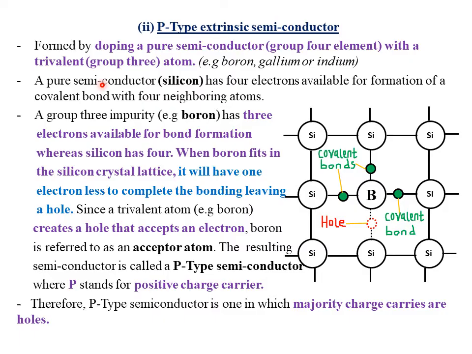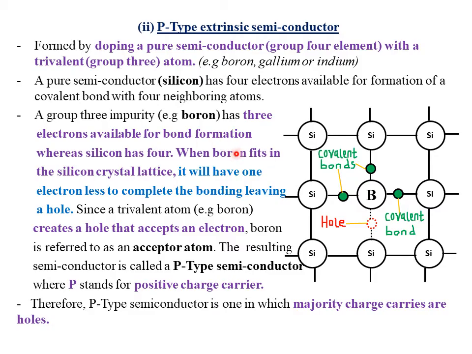Now, a pure semiconductor, for example, silicon or germanium, or simply put a group 4 element, usually has 4 electrons available for the formation of a covalent bond with 4 neighboring atoms. For example, in this case, we are using boron and silicon. So, a group 3 impurity, or what we are calling a trivalent atom, for example, boron, has 3 electrons available for bond formation, whereas silicon has 4 valency electrons.